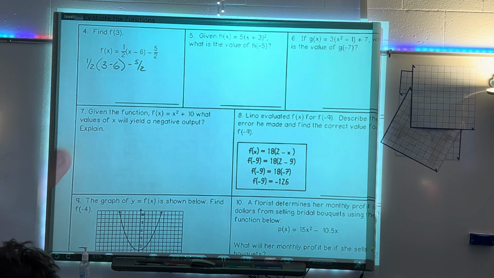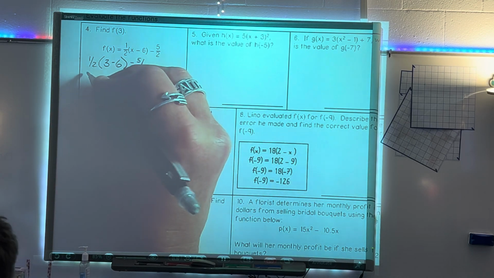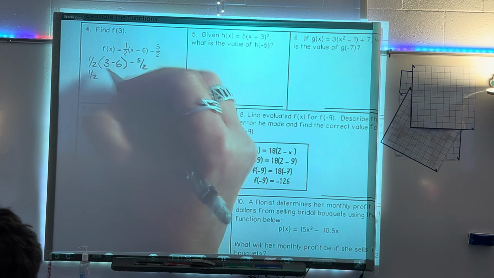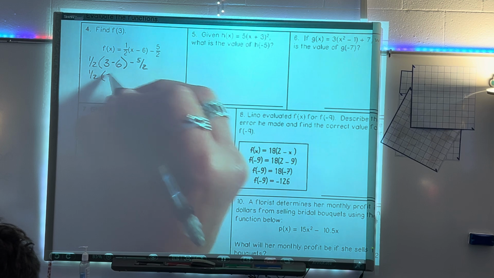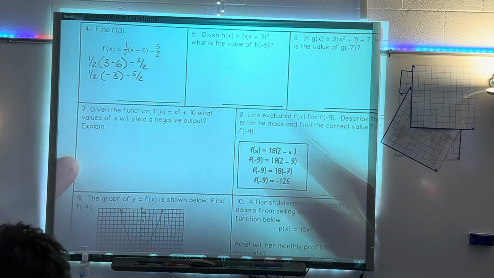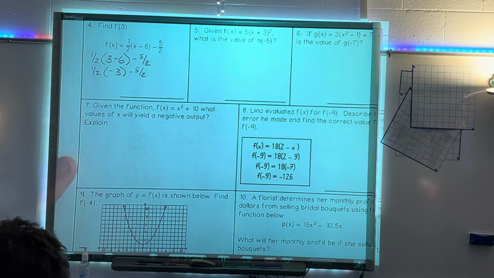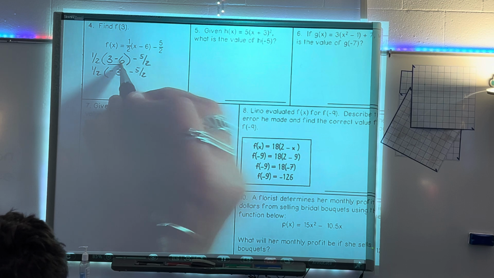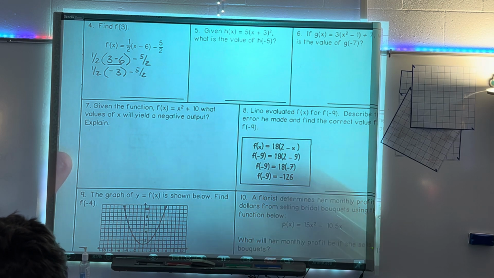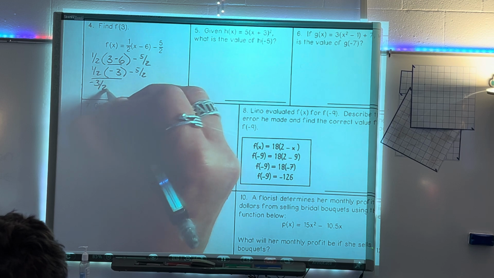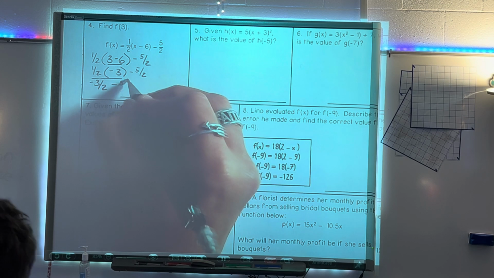Alright, so what am I doing first here? I'm going to do inside my parentheses, so 3 minus 6 gives me -3. Now I need to do what? What happens now? Half times -3, which is going to be -3/2 minus 5/2.